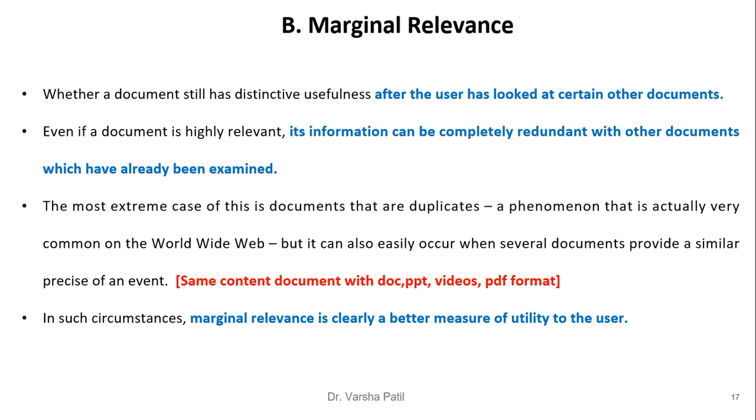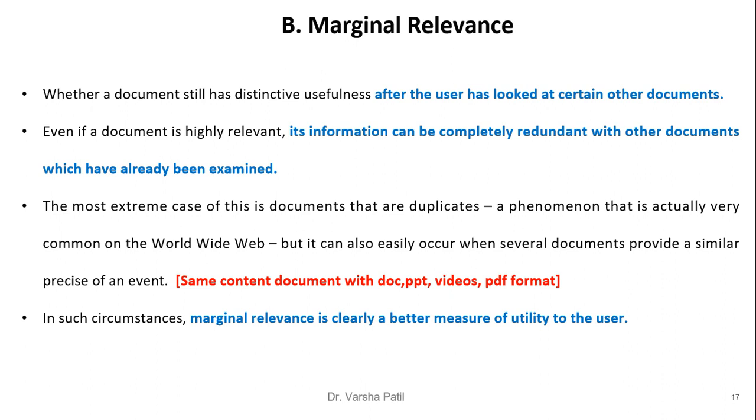Marginal relevance: whether a document still has distinctive usefulness after the user has looked at certain other documents. Even if a document is highly relevant, its information can be completely redundant with other documents which have already been examined, and this is very common on the World Wide Web. The most extreme case of this is duplicates, a phenomenon that is very common on the World Wide Web, but it can also easily occur when several documents provide a similar précis of the document.